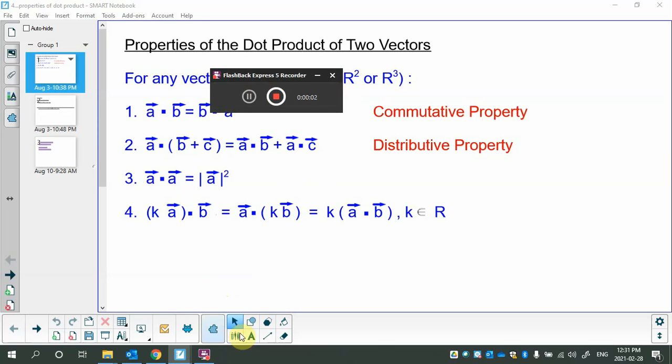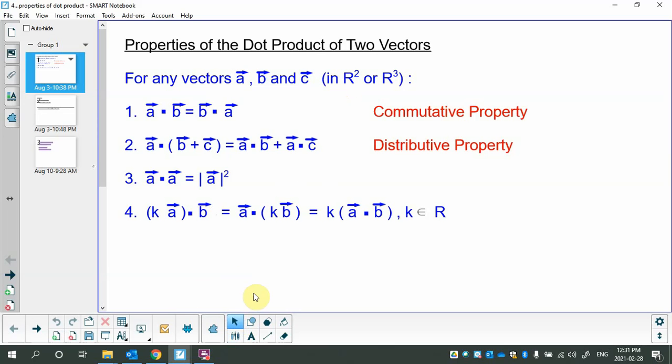It is time for the properties of the dot product of two vectors. Remember, this is in R2 and R3. These are boring but essential. At some point, if you carry on in math, you will have to prove them likely. But as it is, just running through them quickly before we use them on the next slide.